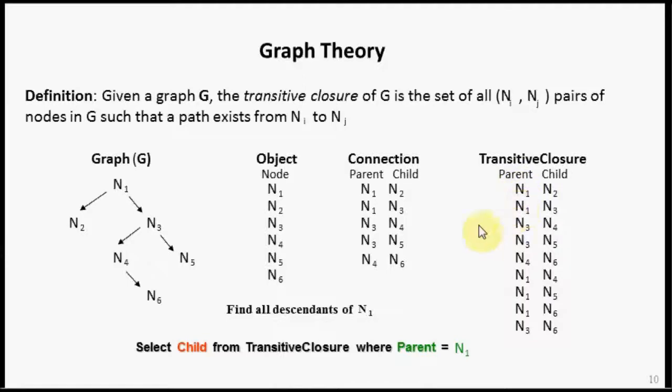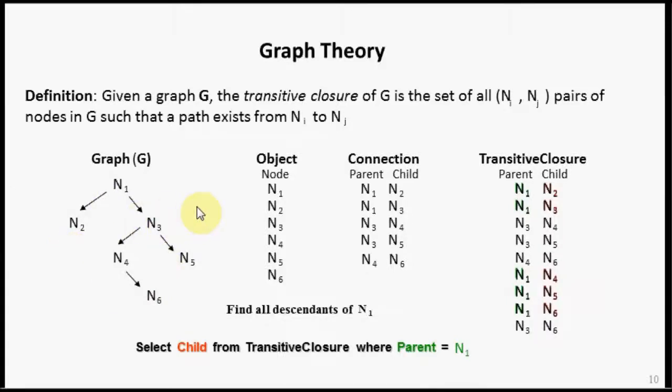Let's find all the rows here where the parent has a value of n1. We see that in green here. And let's find all of the children from all those records. And what we find is we get n2, n3, n4, n5, n6. So in fact, that represents all of the descendants of n1 here.